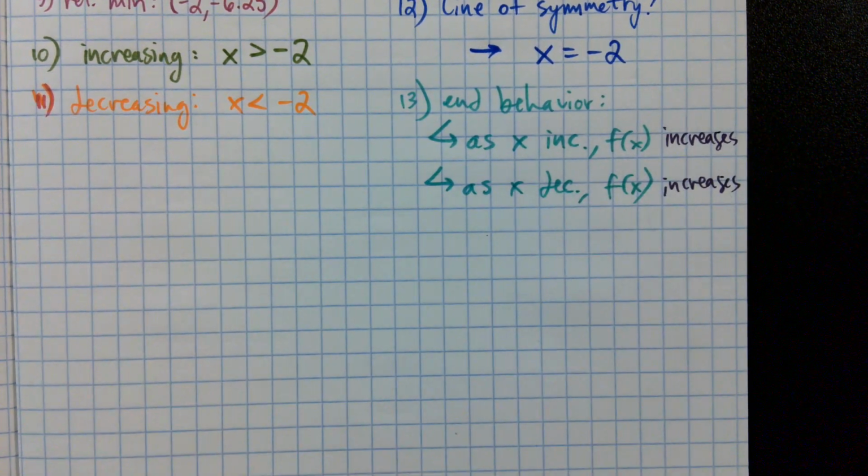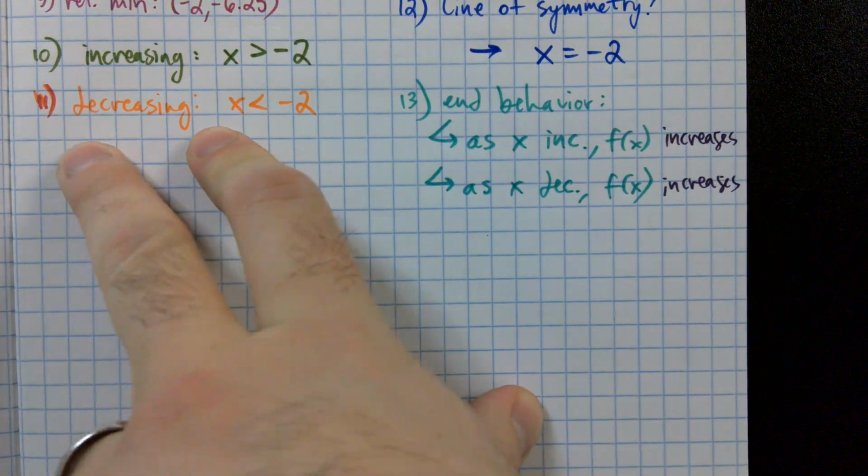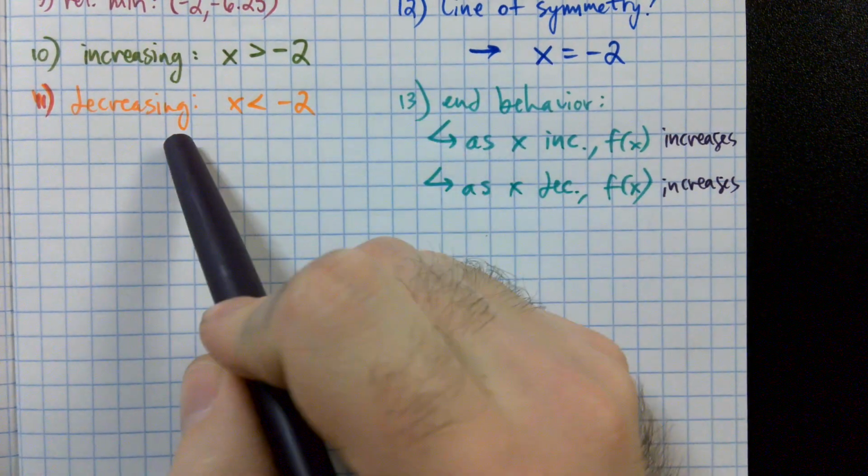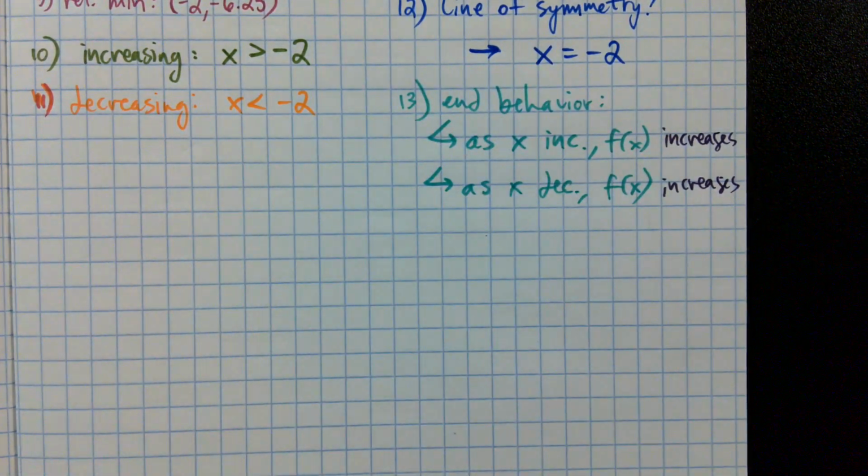Now again, don't get this confused with our increasing, decreasing intervals, right? End behavior is just looking at the arrows. The increasing, decreasing interval is looking at the full function. Okay?